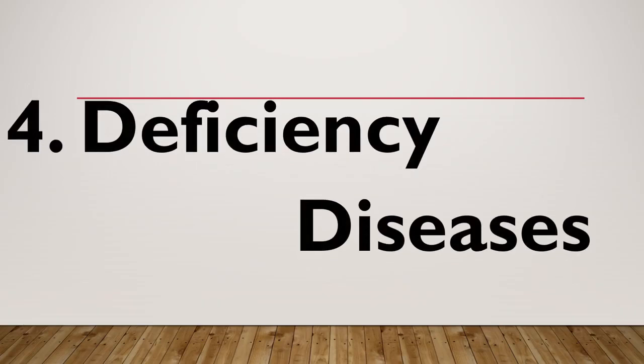The last subheading of this chapter is deficiency diseases. We have classified various deficiency diseases based upon the type of deficiency because of which they occur. For example, the diseases that are caused due to deficiency of particular nutrients or particular vitamins or particular minerals. We have summarized it by making different tables.